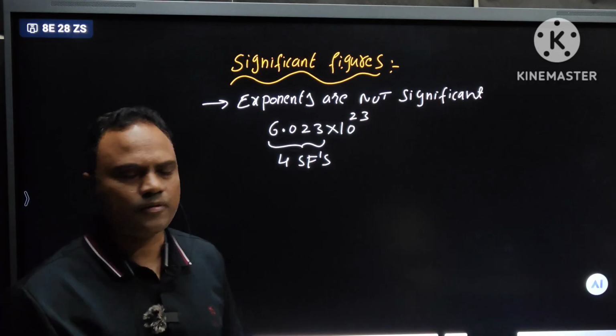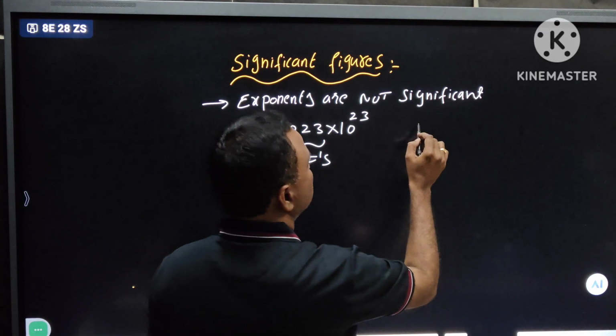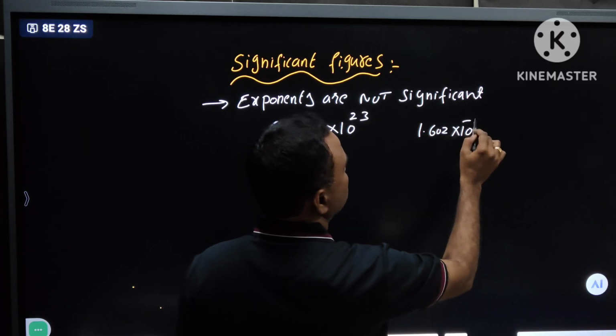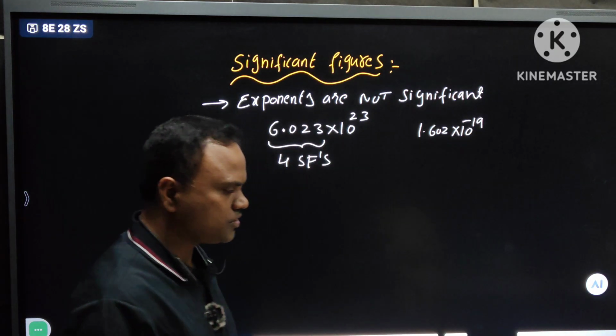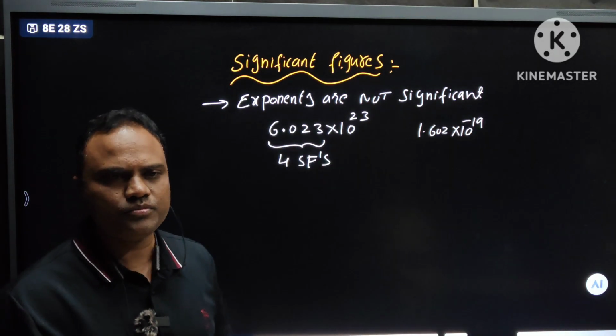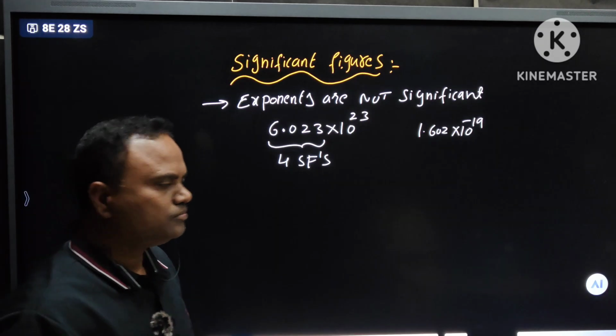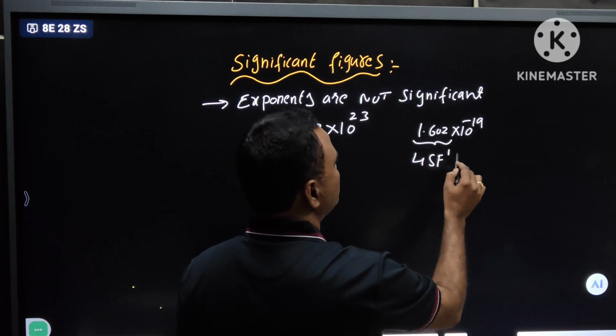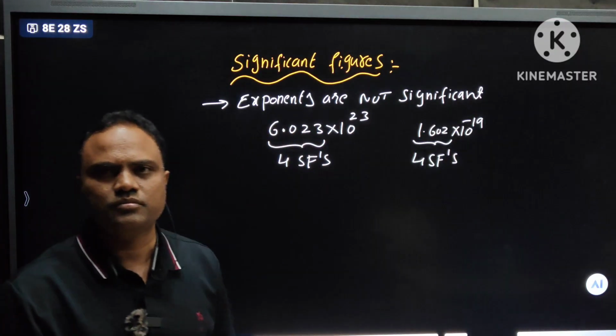If we have 1.602 into 10 to the power of minus 90, how many significant figures are present? 4 significant figures are present.